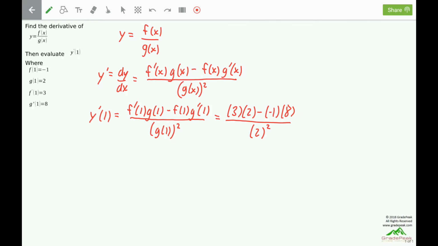So in the numerator, 3 times 2 is a 6, and then minus negative 1 times 8 is a negative 8. All this divided by 2 squared, which is a 4. So y prime of 1 will equal 6 minus a negative 8, which is equivalent to 6 plus 8 over 4. 6 plus 8 is 14 over 4. And the 14 and the 4 can reduce by 2, giving us 7 over 2.